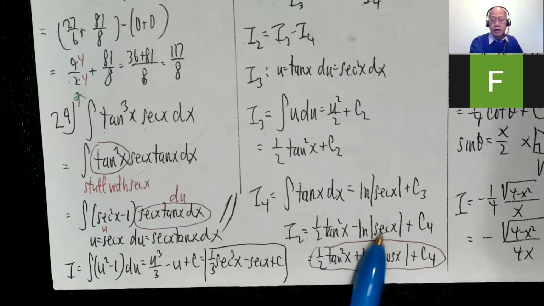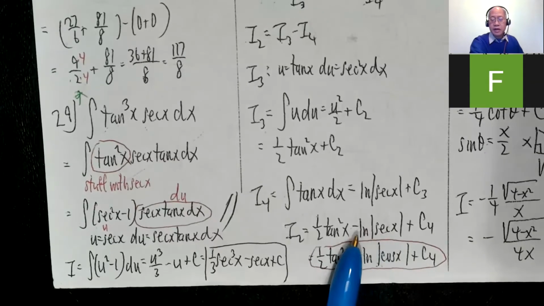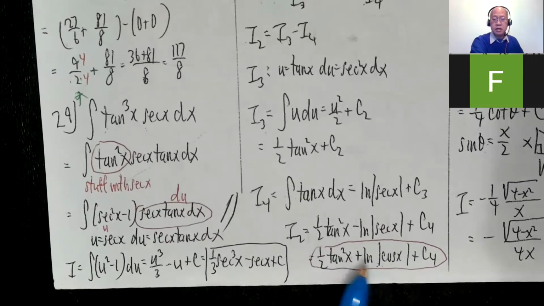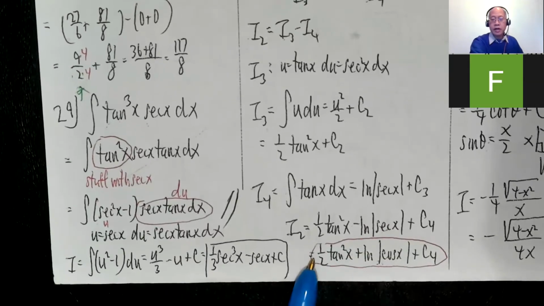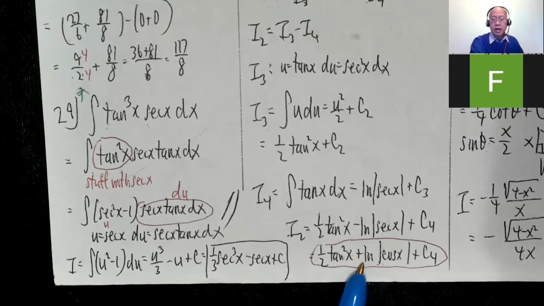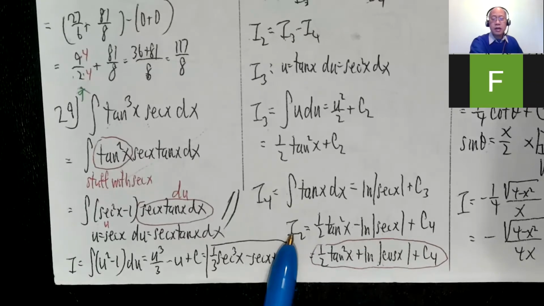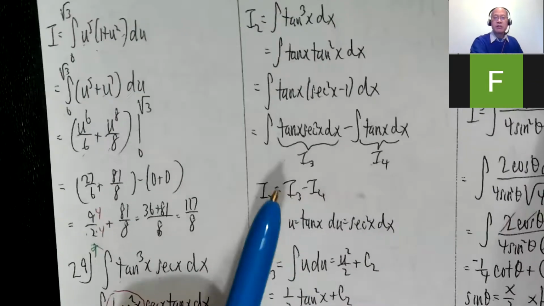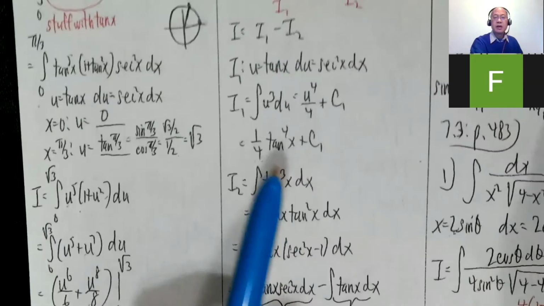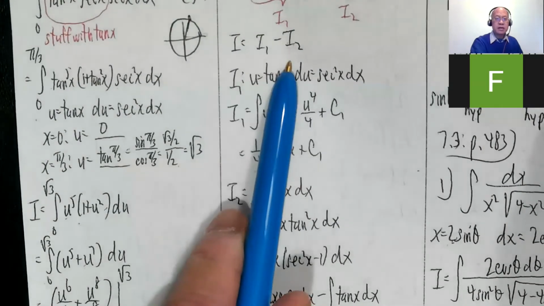Okay, and you might say, do I have to do this step? No, you don't have to, but to me, why have a negative and a secant when you can have a positive and a cosine? So I'm switching to 1/2 tangent squared x plus ln absolute cosine x plus C4. That's my I2. And finally, I can go back to the original I, which is I1 minus I2.